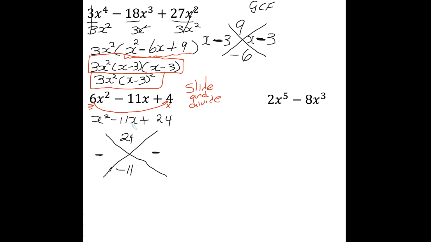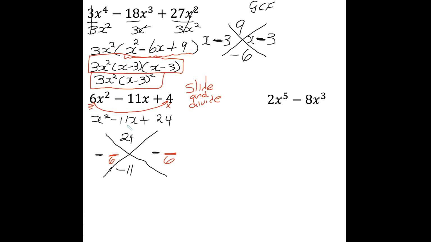Now, remember, we took the 6 and multiplied the 4, and I don't want to forget, so I have to remember that I have to divide my factors by 6. So I'm going to put it in so I don't forget. Now I'm going to get my factors. I'm looking for two numbers that when they multiply, I get 24, and when I add, I get 11.